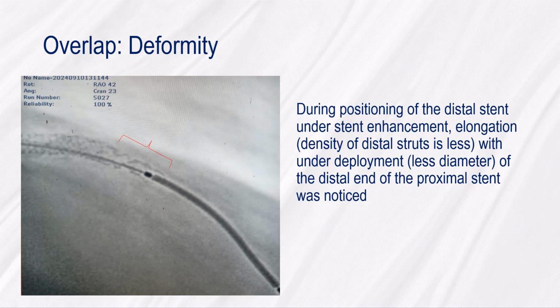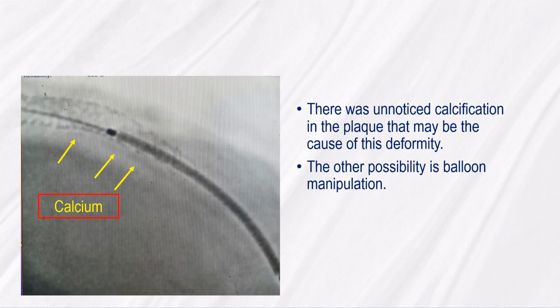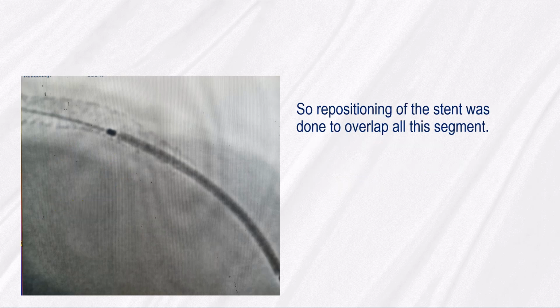Deformity may be seen during positioning of the distal stent under stent enhancement. In this case, there is elongation with less density of the distal struts, with under deployment, less diameter of the distal end of the proximal stent was noticed. Also, there was widening of the struts on both sides, denoting stent fracture. Unnoticed calcified plaque may be the cause of this deformity, and the other possibility is balloon manipulation. So, repositioning of the stent was done to overlap all this segment.